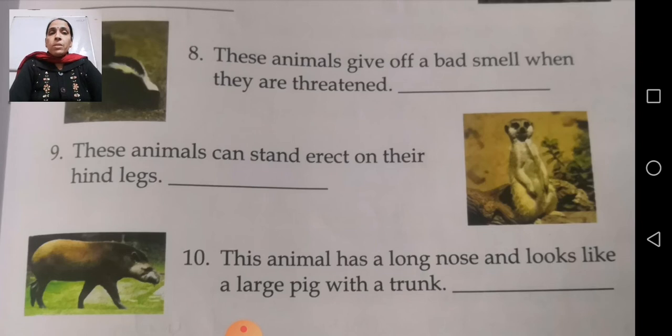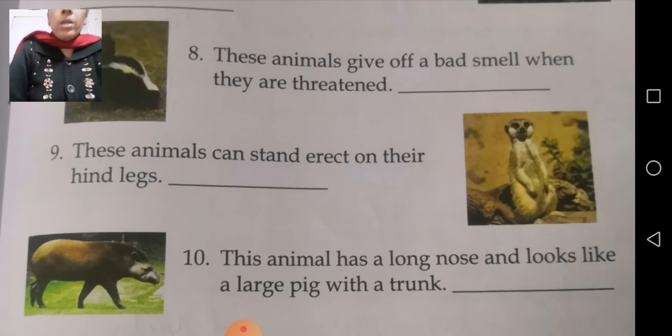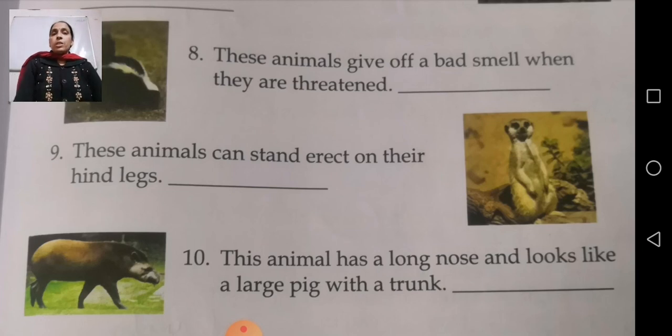So if sometimes it happens that your particular page does not get signed, no problem, later on ma'am can sign.